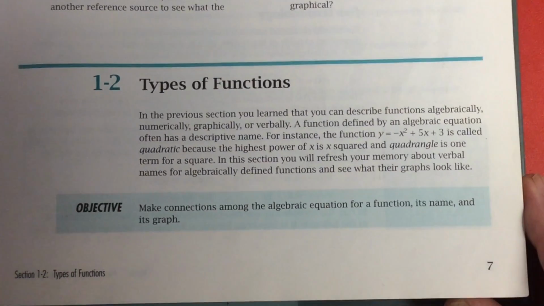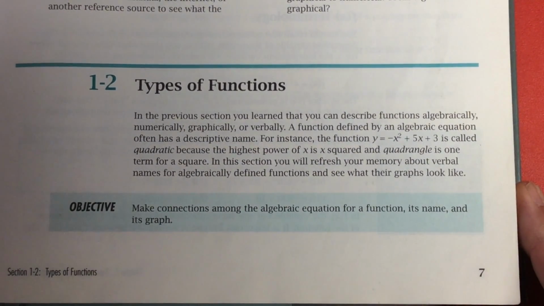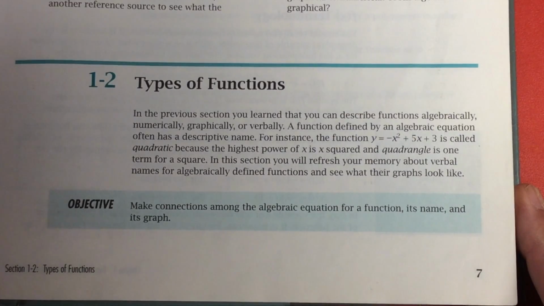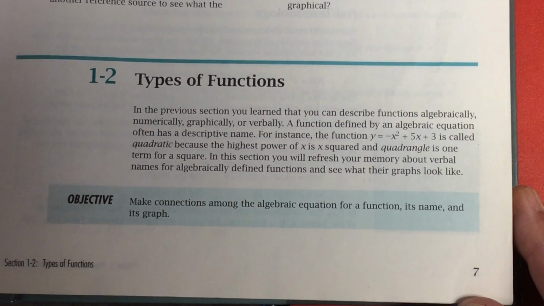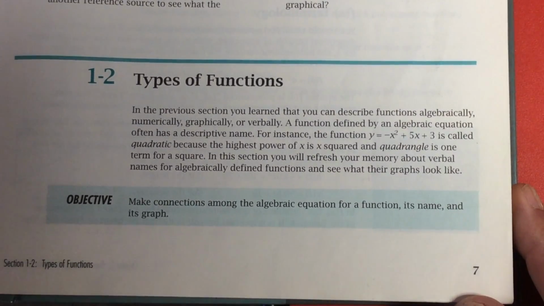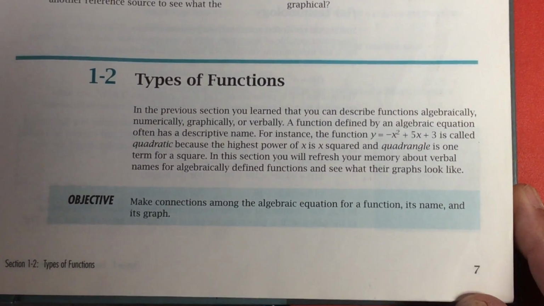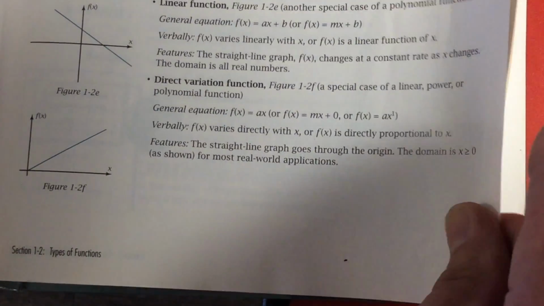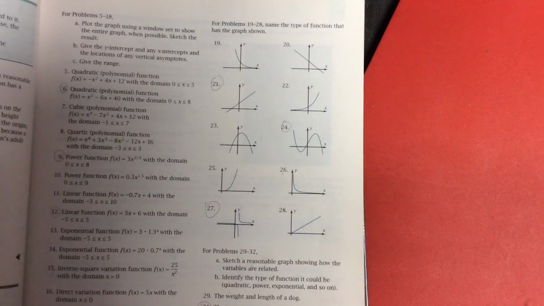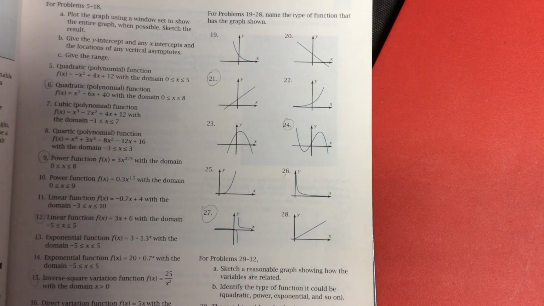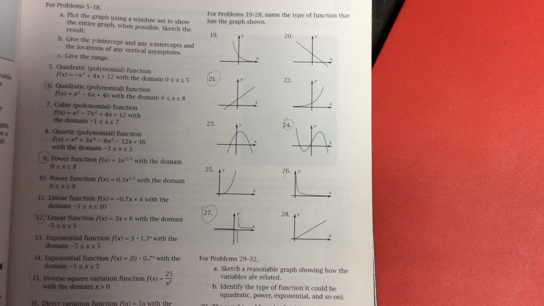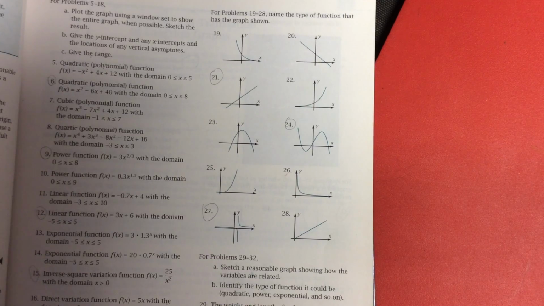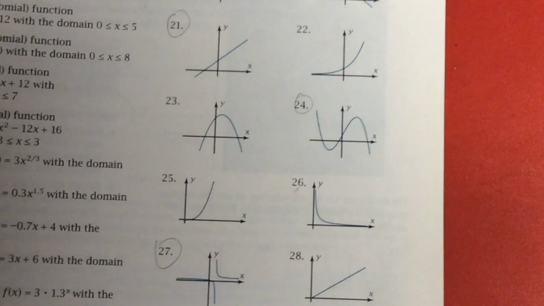And the idea here is for you to be able to make connections among the algebraic equation for a function, its name, and its graph. In other words, if I show you a graph, you should be able to tell me what kind of function it is. And if I name a function, you should be able to show me what the graph ought to look like. And in fact, just jumping ahead for a minute, these problems right here, name the type of function that has the graph below, that's what I'm talking about. But you should be able to do those.